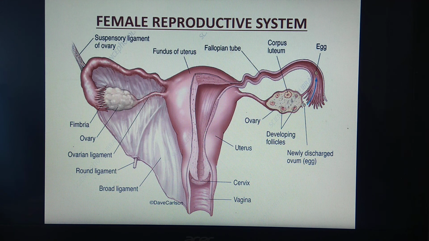See, this is the diagram showing the female reproductive system. Here these are the pair of ovaries. This is the oviduct on both sides, so a pair of oviducts. This middle part is called the uterus. Then this is the vagina.